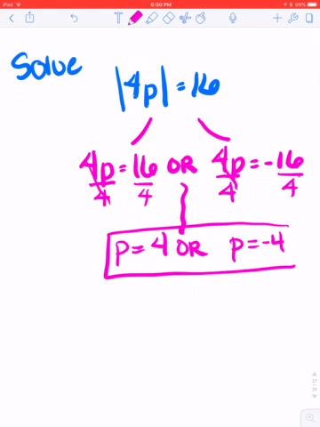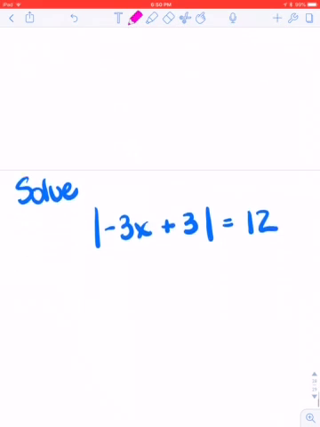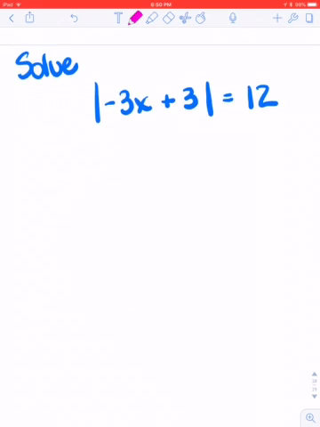So your answer is both of those. P equals 4 or p equals negative 4. Now it is important that that word OR is there. It cannot be and, it has to be OR. Okay, let's look at one that's got a little bit more of an equation.